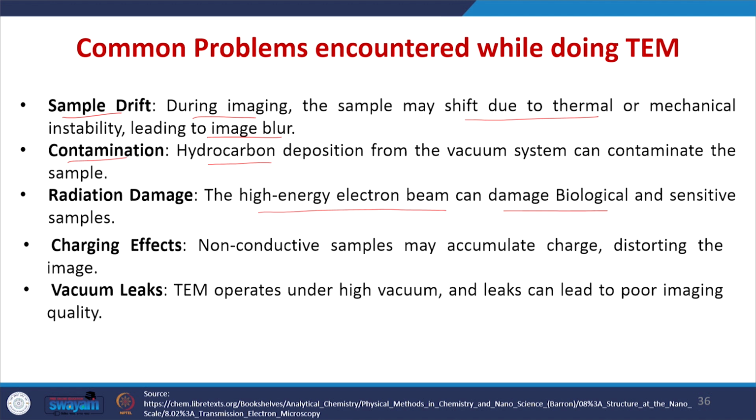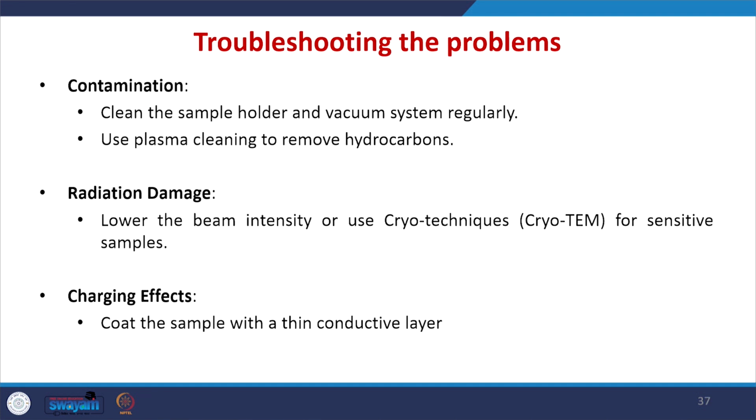The fourth one is the charging effects. If you are using non-conductive samples, they accumulate more amount of charges, which will lead to artifacts and poor image quality. The fifth one is the vacuum leaks. If the TEM operates under high vacuum, there is a chance the vacuum can leak and lead to poor image quality. So, how to overcome these problems?